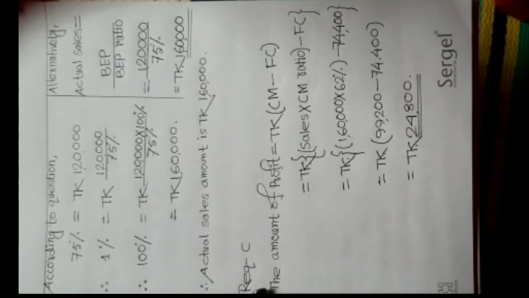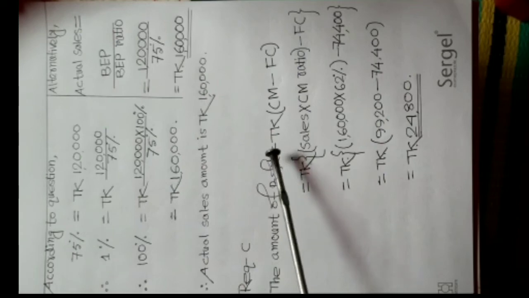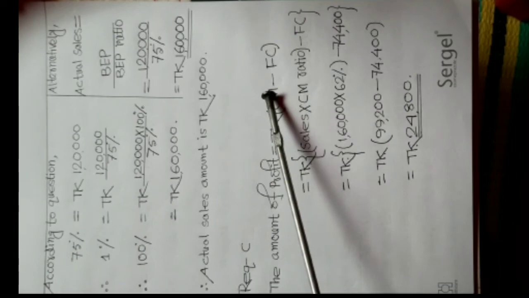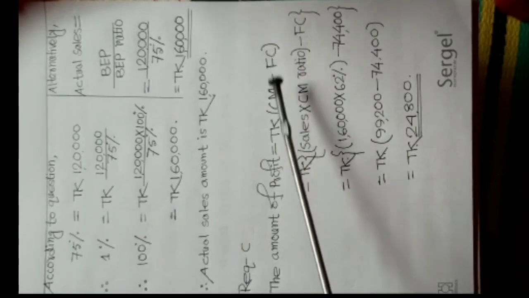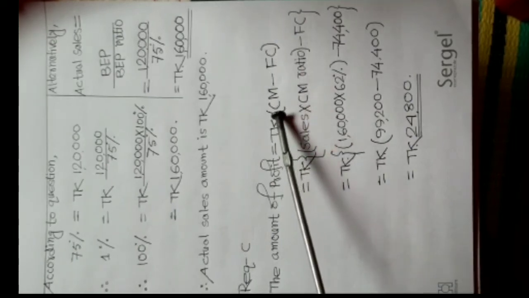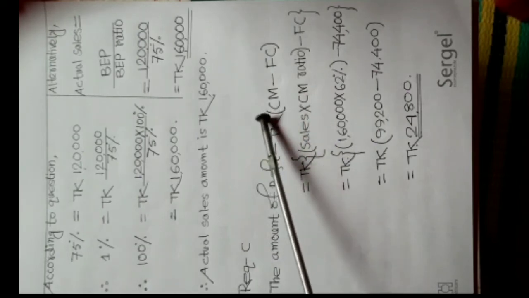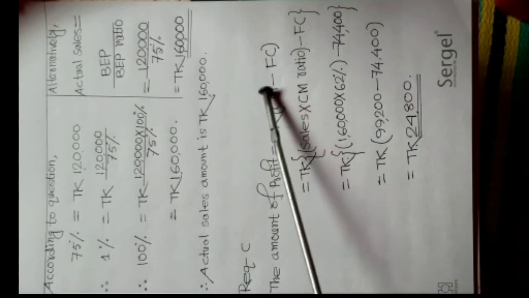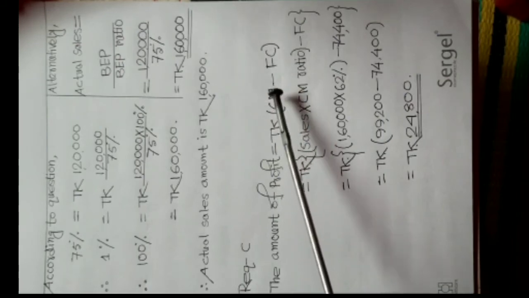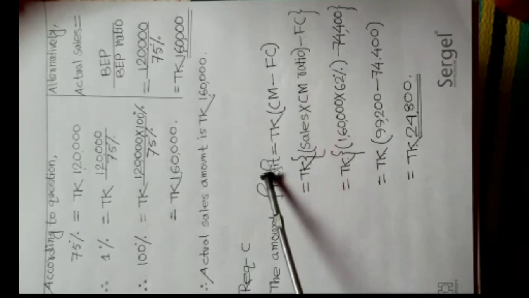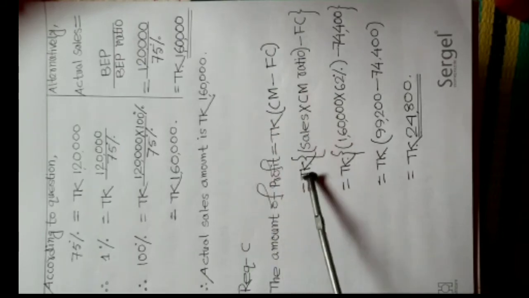Now, requirement C. The amount of profit is equal to contribution margin minus fixed cost. My dear students, we know that fixed cost and profit jointly is called contribution margin. So, contribution margin minus fixed cost, then we will get profit. Okay, dear student.